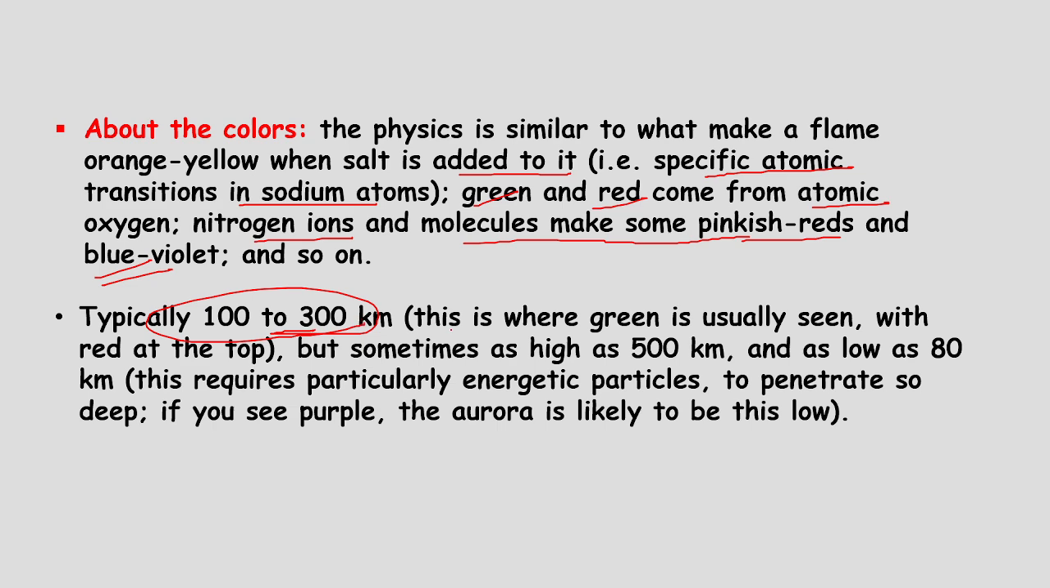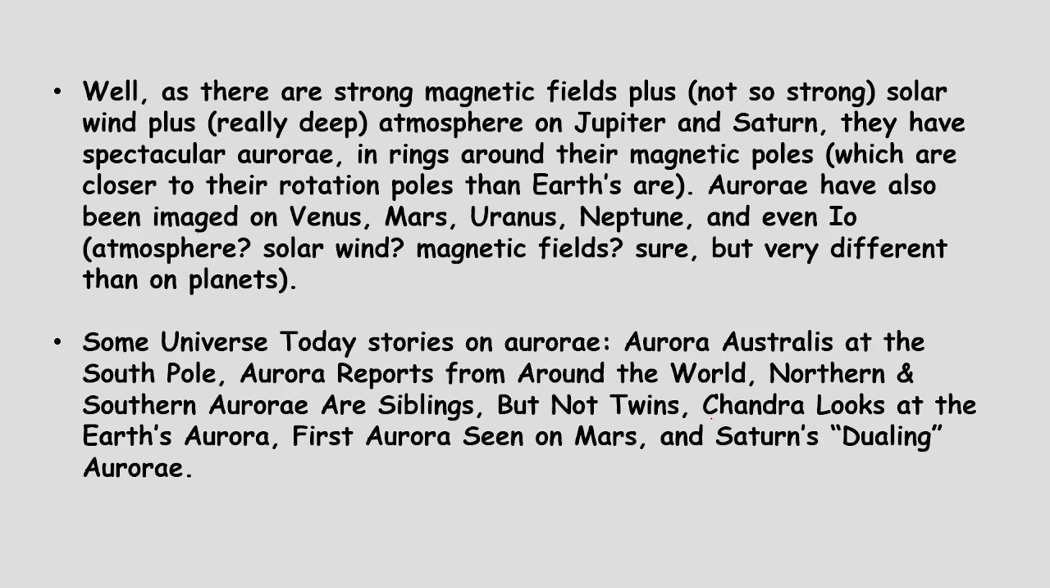At 100 to 300 kilometers, this is where green is usually seen, with red at the top. Sometimes auroras appear as high as 500 kilometers and as low as 80 kilometers. This requires particularly energetic particles to penetrate so deep. If you see purple, the aurora is likely to be this low.